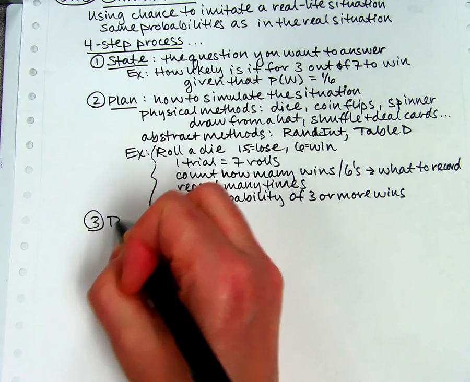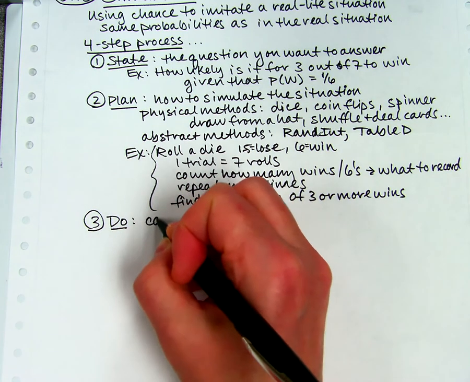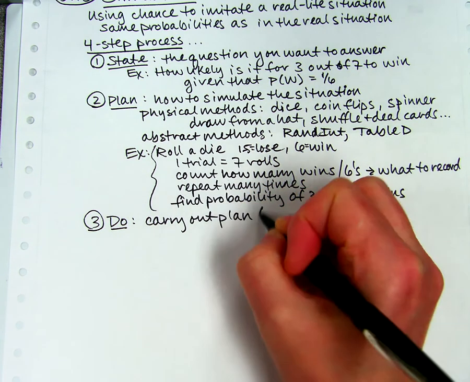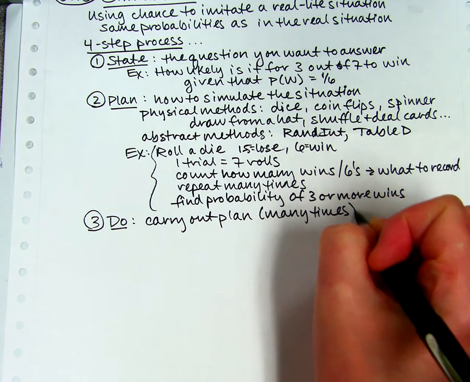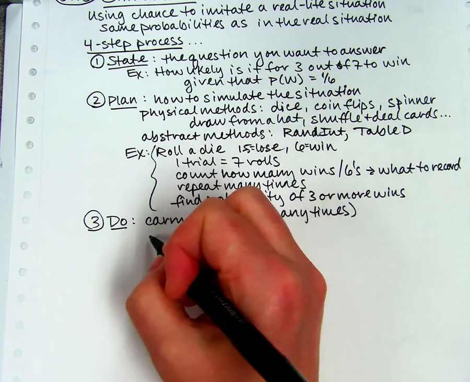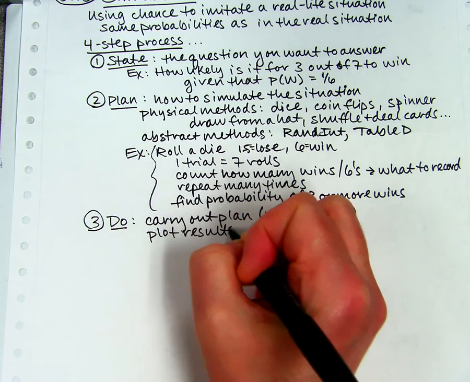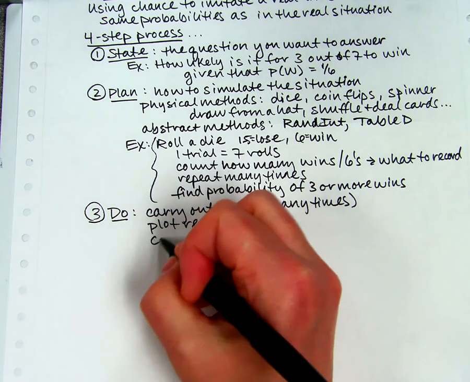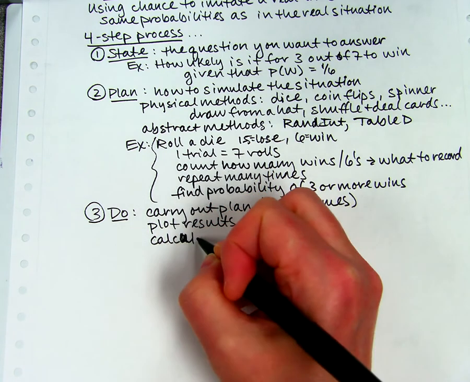Step 3 is the do. Obviously, you would carry out your plan. Many times. Fill out the results. The calculations could either be in the do or in the conclude. I'm going to put them in the do. Calculate a probability, because that's part of what you need to do.